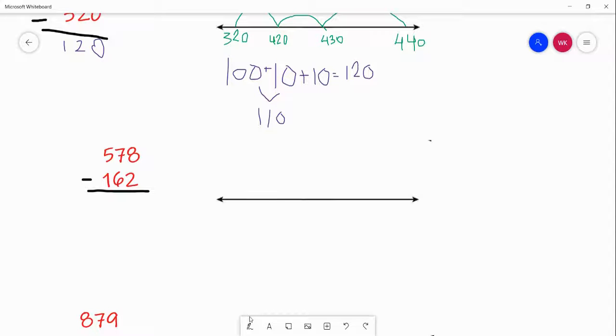So I want you guys to write this problem out on your paper and also draw this open number line. So you're going to put your larger number up top, 578, and then you're going to put your smaller number or the less value number on the bottom, which is 162. And the first thing that we're going to do is we're going to start with hundreds. So we're going to go 100 to give us 262.